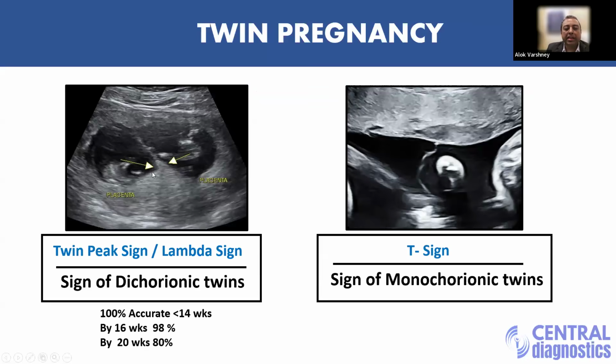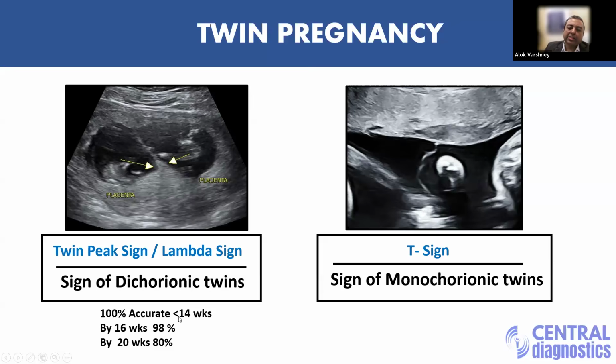So what is twin peak sign? We see this invagination of the placental tissue at the base of the separating membrane between the two twins, and this forms a triangle like this, and that's the lambda sign. Very important sign to demonstrate in the first trimester, because less than 14 weeks, it is 100% accurate.